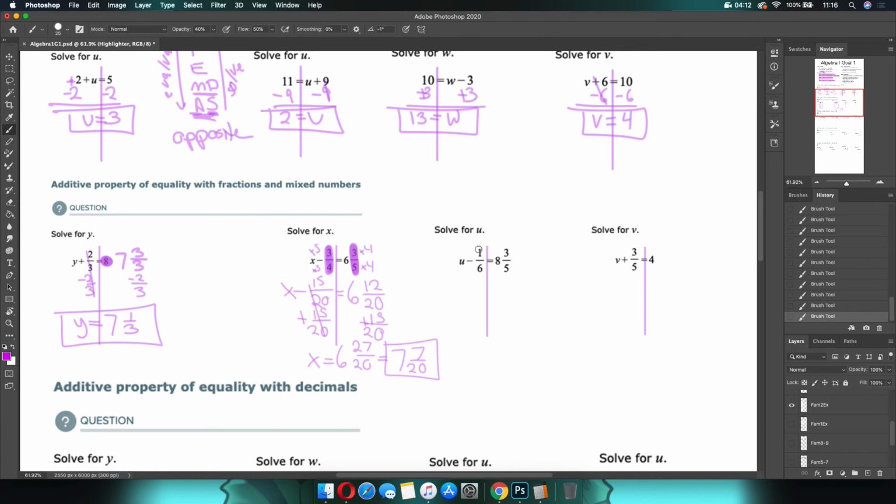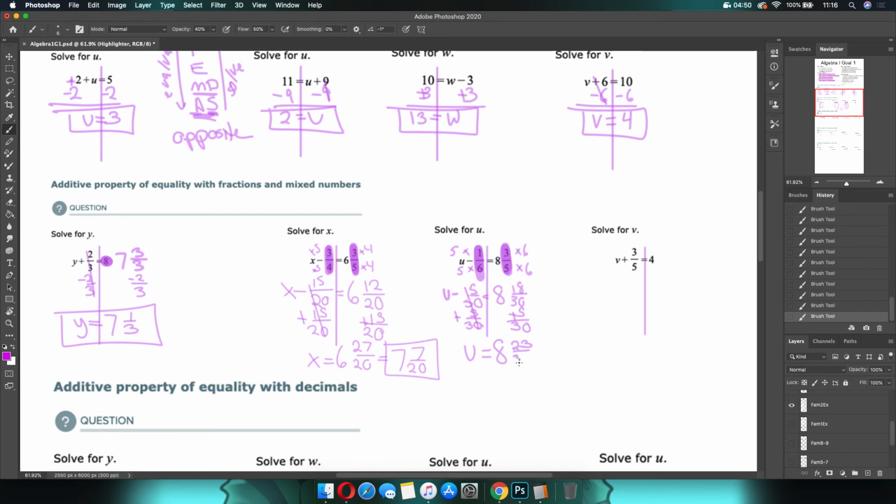Here again, we don't have like terms, so we're going to cross them out a little bit. Our common denominator is going to be 30, so times 5 over here, and times 6 over 6 over here. So it'll be minus 5 over 30, equals 8 and 18 over 30. What did I just do? That's supposed to be a 30. So plus 5 over 30 on both sides. U equals 8. What is 18 plus 5?